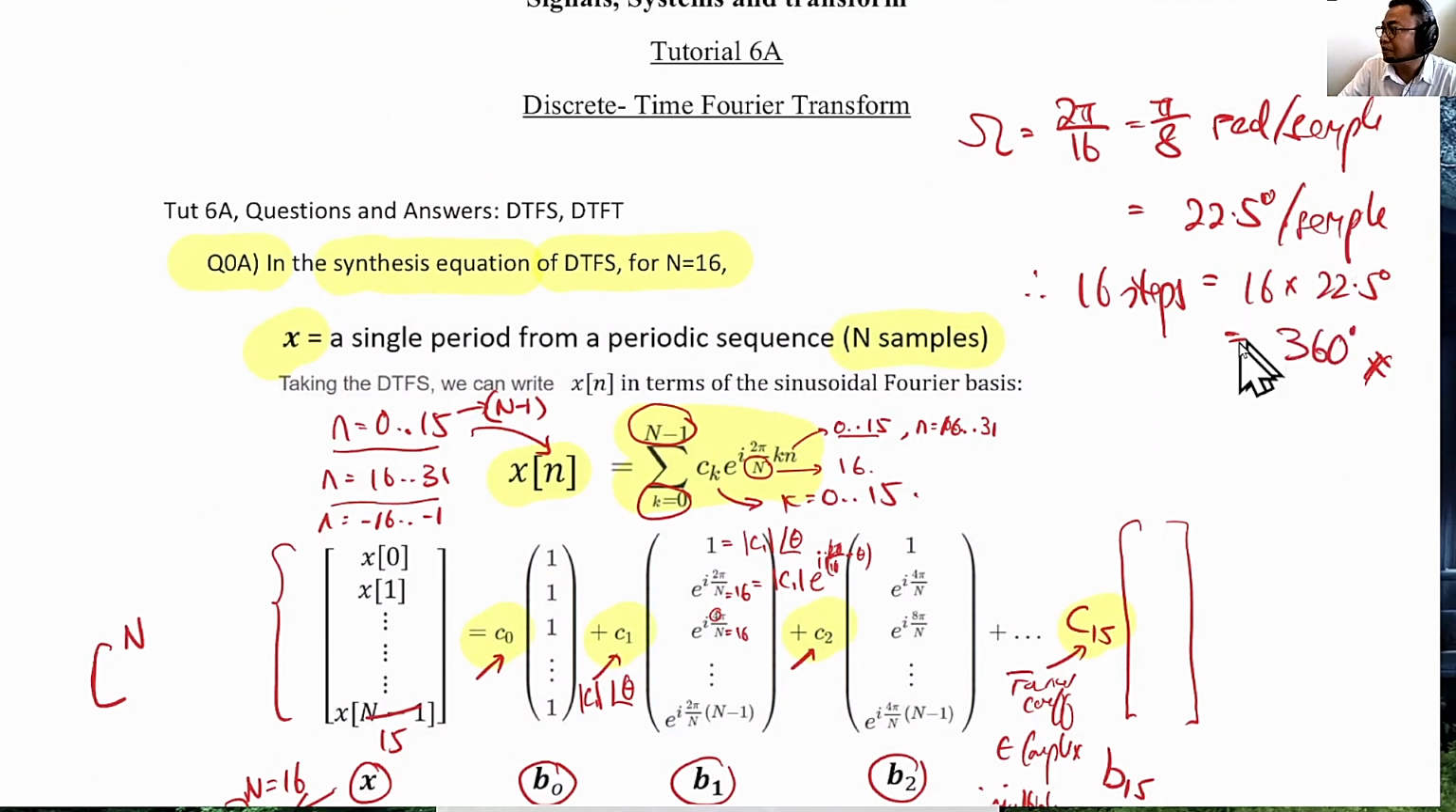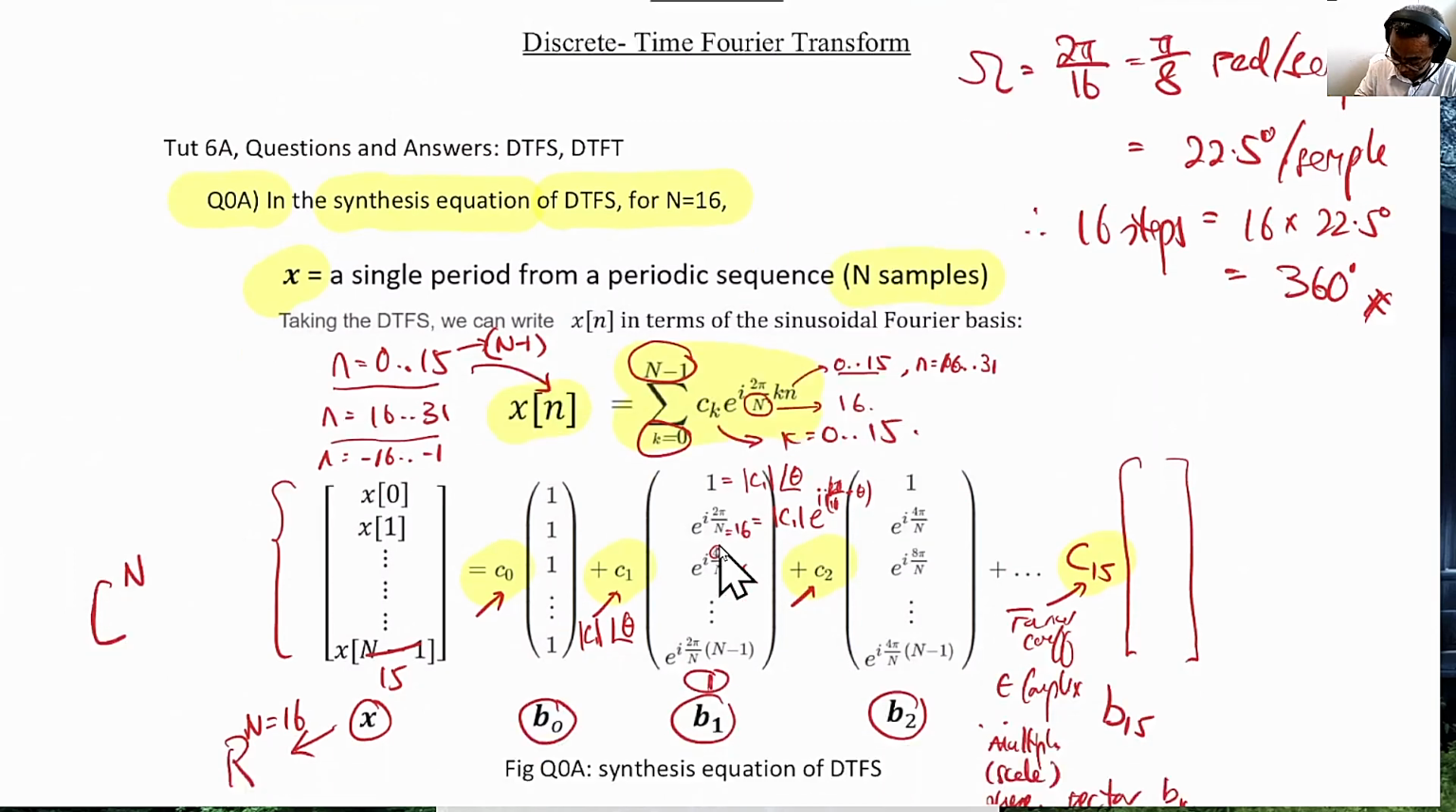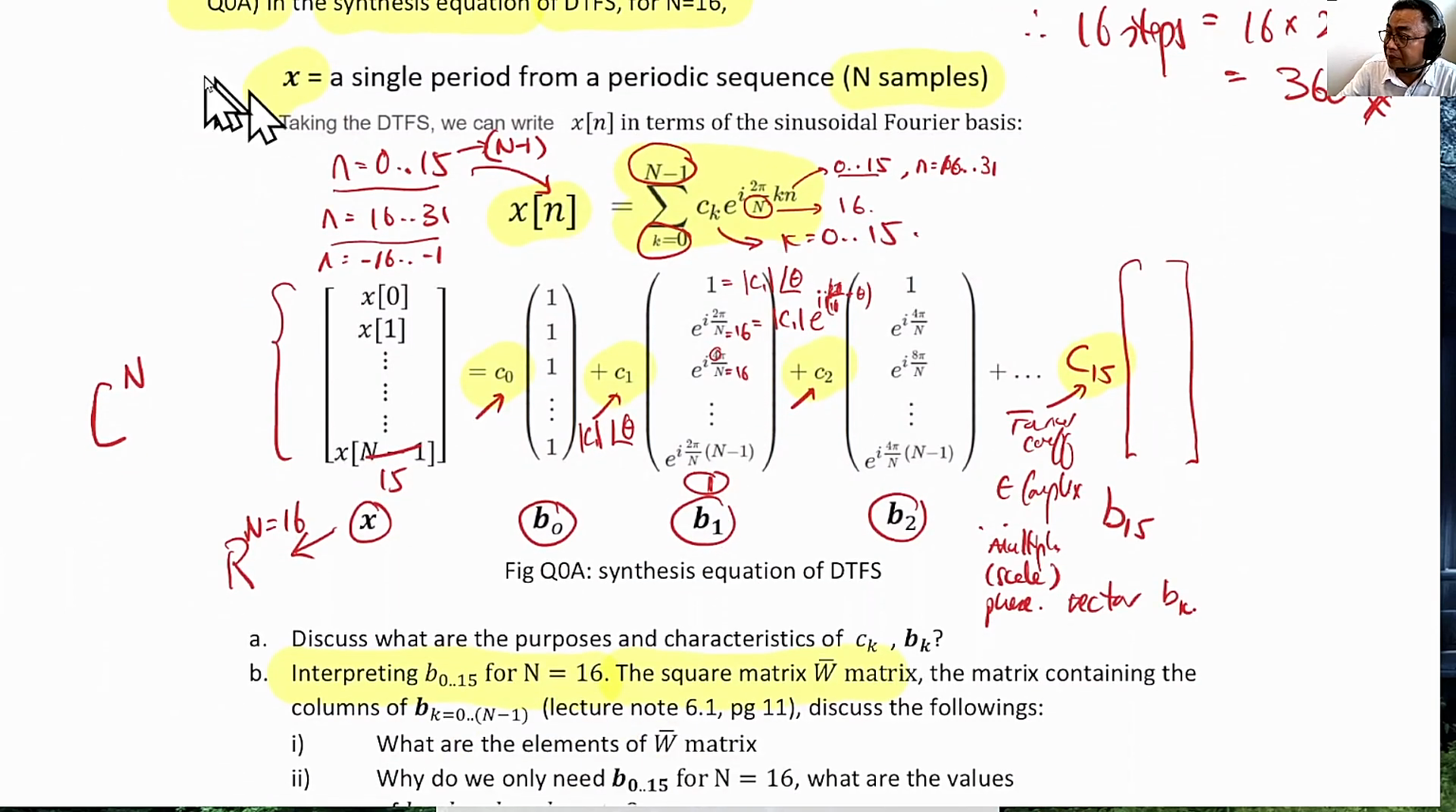In 16 steps, we will rotate by 360 degrees. So here, from the first sample to the last sample, we are rotating 360 degrees when we hit the 16th sample. So X16, sorry, or B1 16 here, this value here will be 1 again. So this completes the discussion of question 0A, part A.